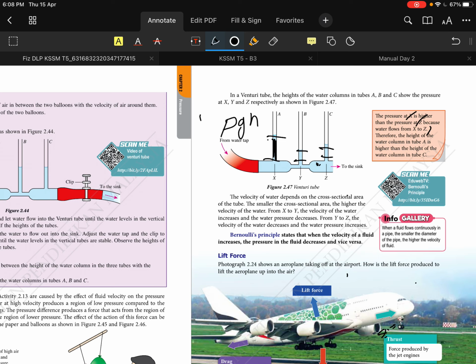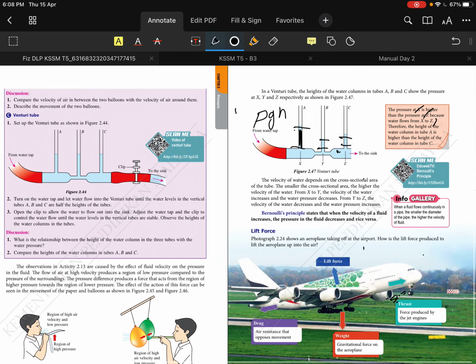So X has the most pressure, and that means it has the lowest velocity. There is no reason why. It's only because others are faster. So A is basically the control or something like that. It's the main reference.